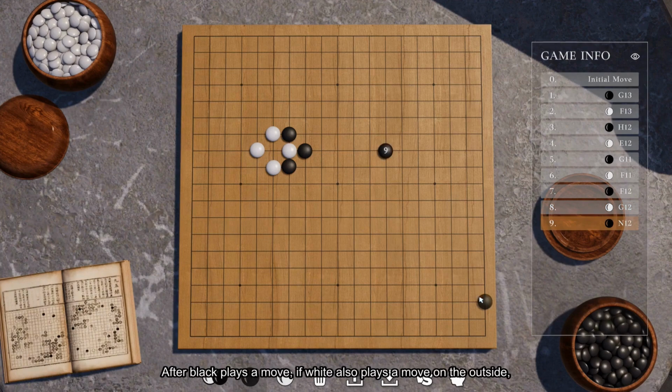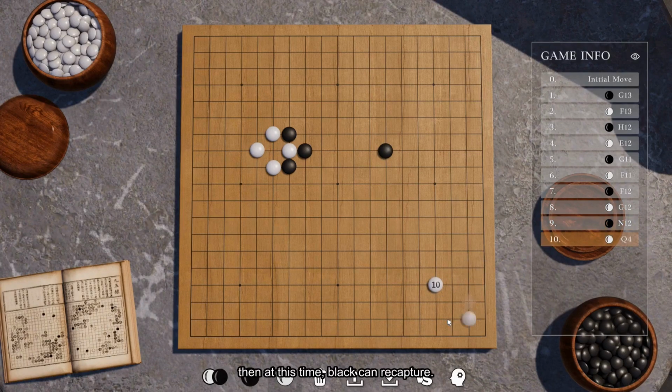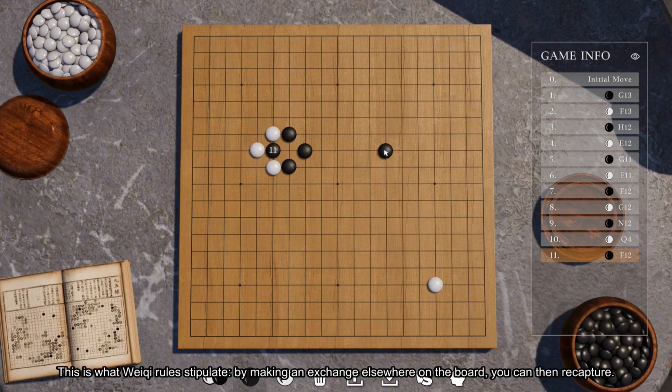After black plays a move, if white also plays a move on the outside, then at this time, black can recapture. This is what WeiQi rules stipulate. By making an exchange elsewhere on the board, you can then recapture.